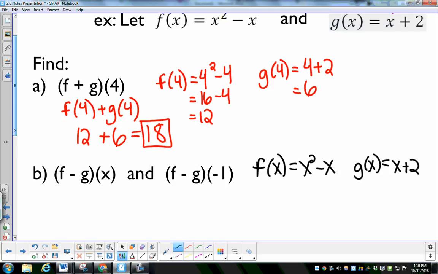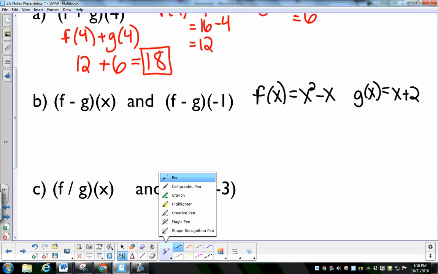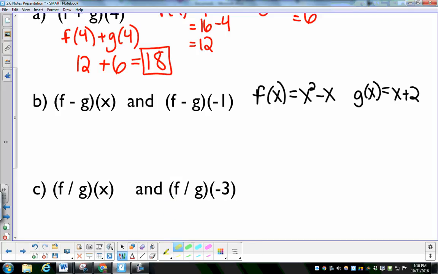This subtraction problem looks a little different because the first instructions they give me are to find f minus g of x. So what that means is that they want us to just first give this in terms of x. We're not going to plug any numbers in yet. So when we find f minus g of x, remember that means we just take f of x and subtract from it g of x.